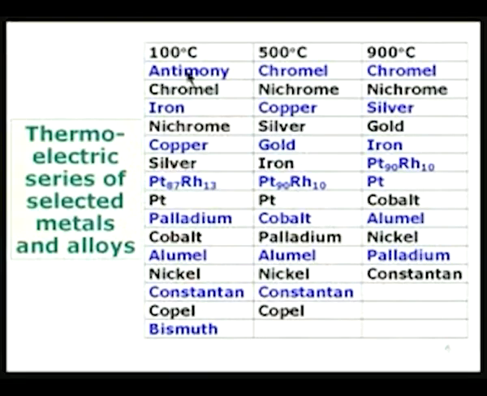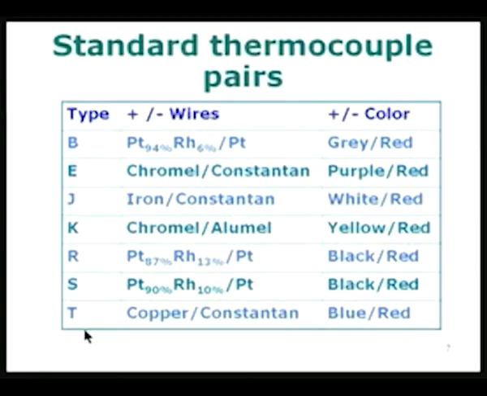So, the 3 columns, as I have said, are representative of materials which can be used in different temperature ranges, and I do not want to go into each one of these. You can see the materials and you can see that a large number of materials are in fact available for making thermocouples. Now, with this background, let us look at some of the standard thermocouple pairs which are normally used in practice.